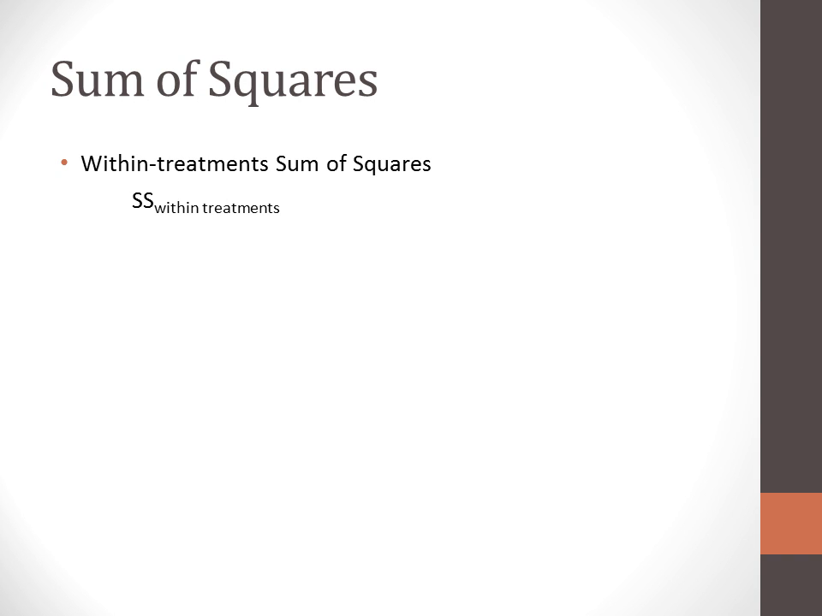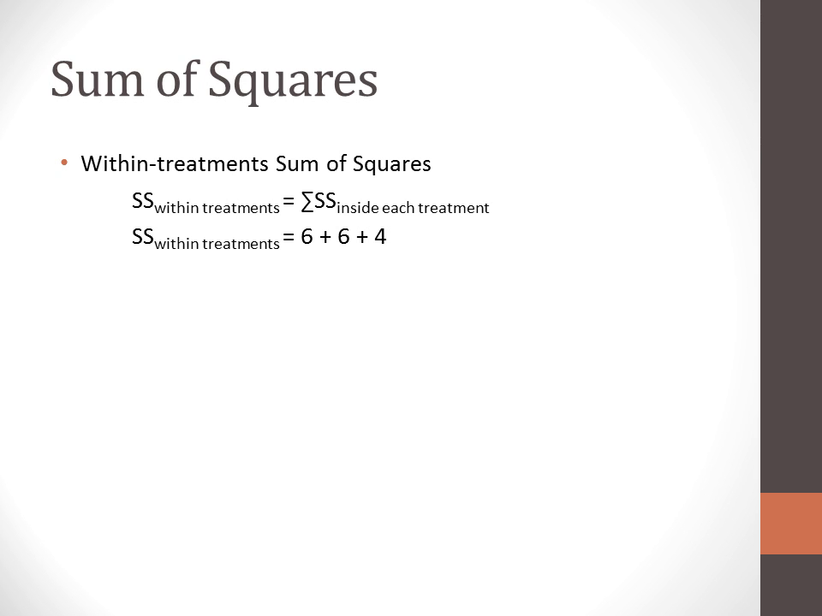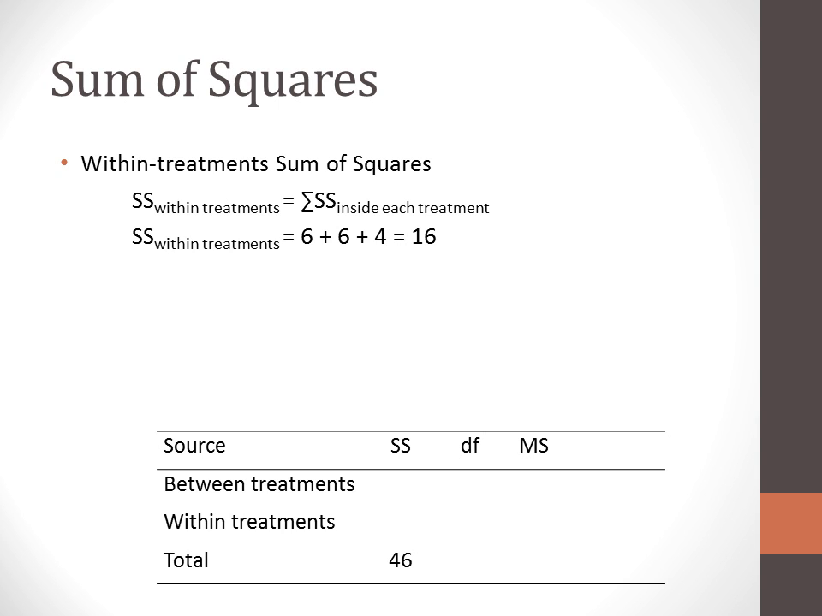So in other words, for the sums of squares within, we simply sum the sums of squares inside each treatment. And if we go back to our data, we have the sums of squares for each treatment already calculated. So now what we simply need to do is add those values up, and we get a value of 16. So let's go back to the source table and put our value in here.